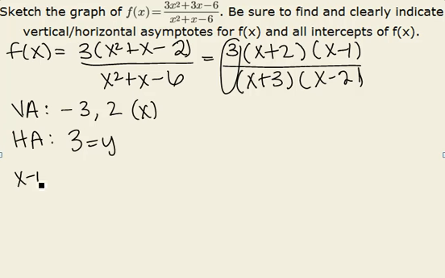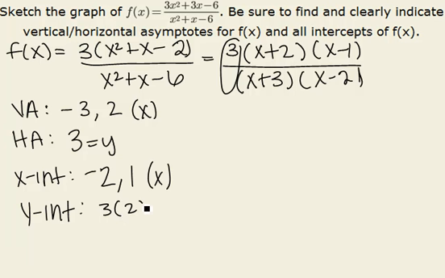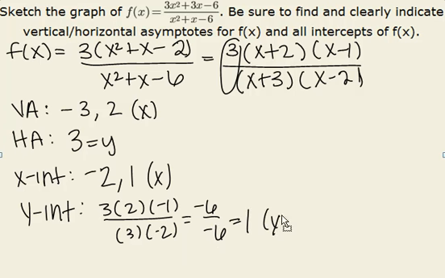Our x-intercepts, so when y is 0, are going to be negative 2 and positive 1 for x values. Our y-intercept is when x equals 0, so that's going to be 3 times 2 and negative 1 in the top, and then 3 and negative 2 in the bottom. We'll get negative 6 and negative 6, so at 1, that's a y value.